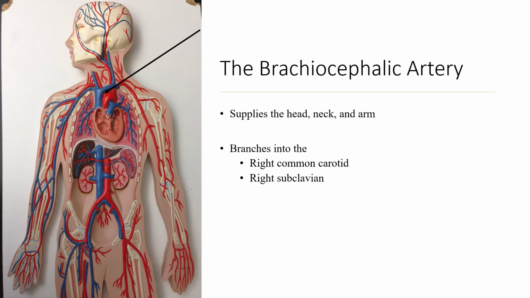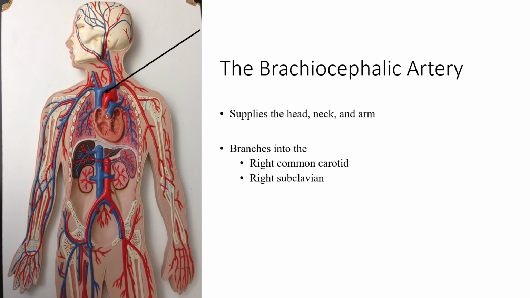So the first major branch off your aortic arch after the coronary branches is the brachiocephalic artery. The brachiocephalic artery in total supplies the head, neck, and the arm, and it branches into the right common carotid and the right subclavian.